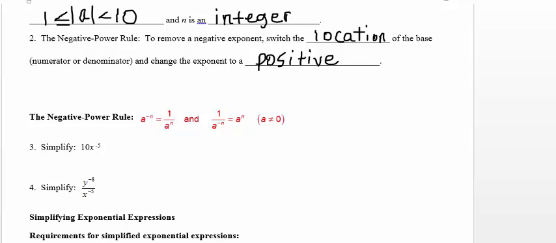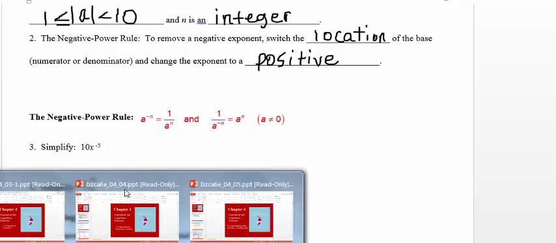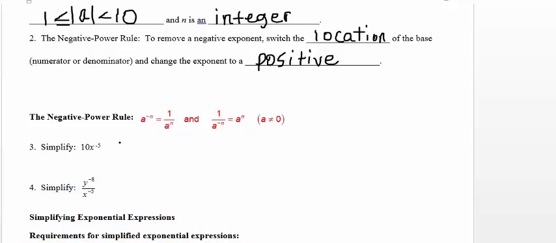All right, so let's simplify. Let's use this negative power rule to simplify 10x to the negative fifth. Well, this power of negative 5 only applies to the x. So 10 remains in the numerator, but x goes to the denominator, and the sign of the exponent becomes positive. So this is the same as 10 over x to the fifth.